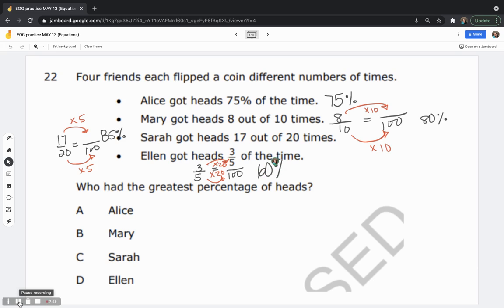And now we're looking for who had the highest percentage. So Alice had 75%, Mary had 80%, Sarah had 85%, and Ellen had 60%. So Sarah would have had the highest percentage.